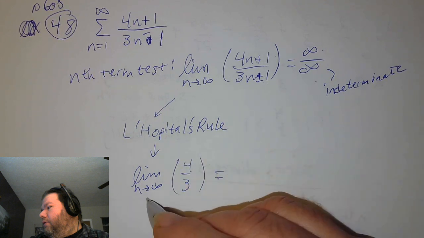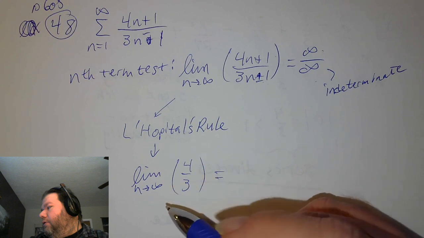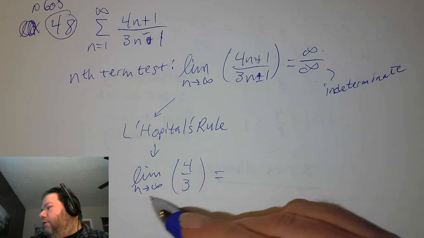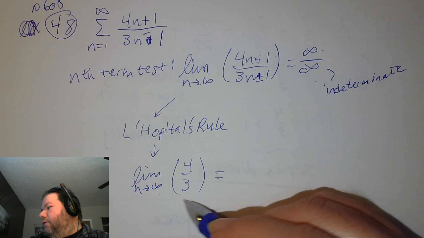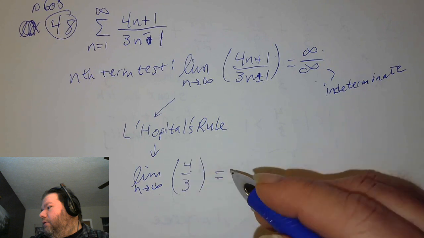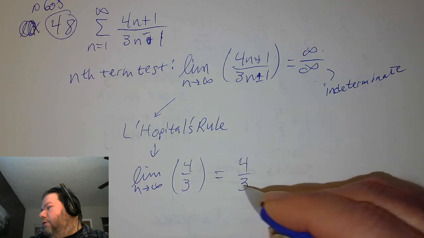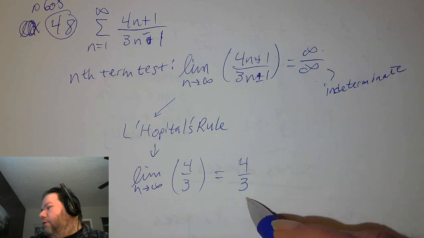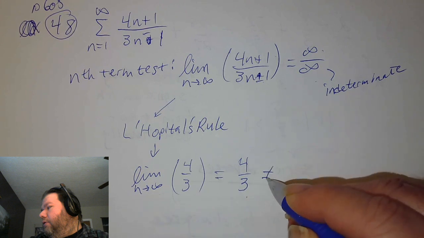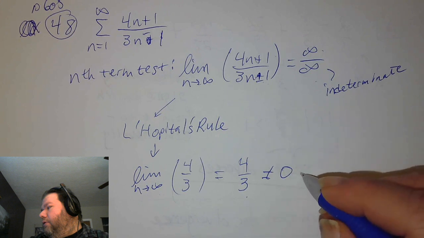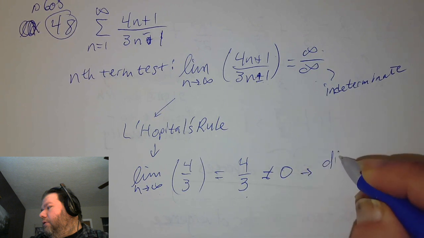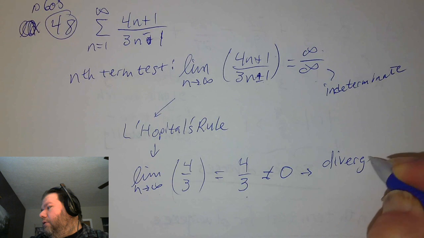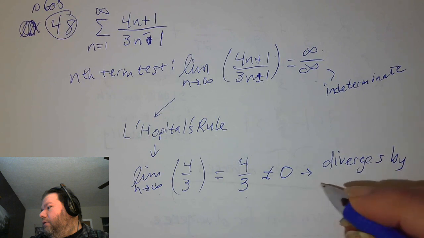And now we take the limit as n goes to infinity. Now, in this case, n is going to infinity, but we don't have any n's left in our expression, so it's just equal to itself, 4/3. Now, its limit is 4/3, which is not equal to 0. Therefore, it diverges by the nth term test.